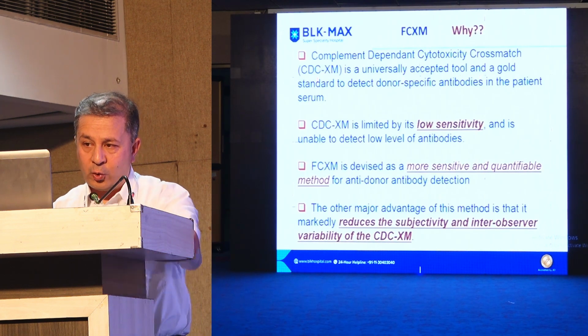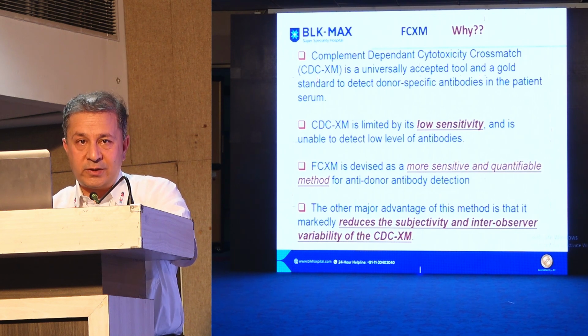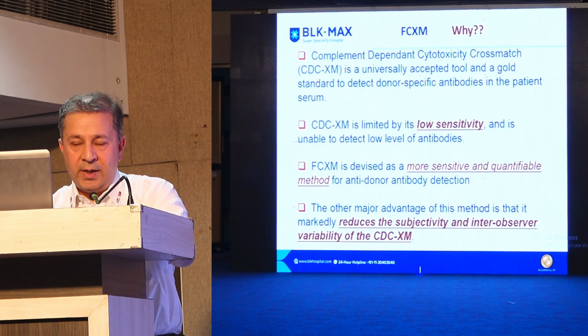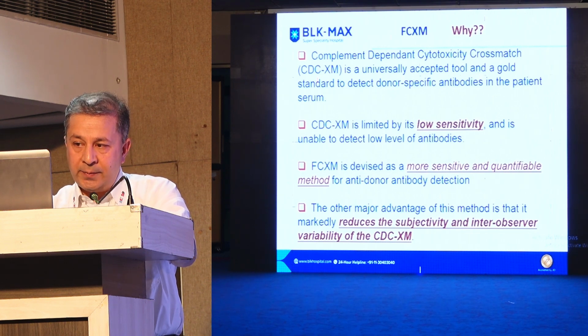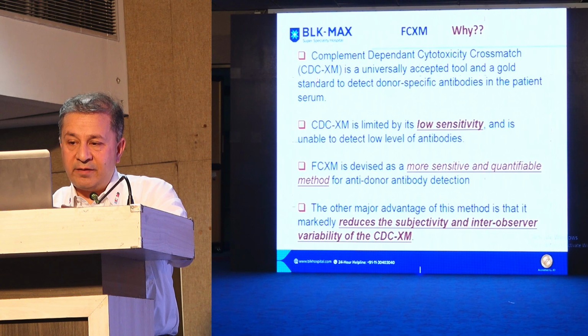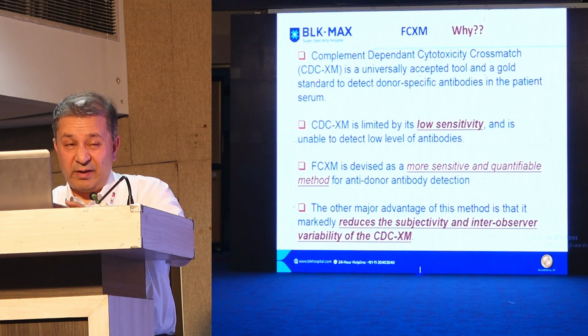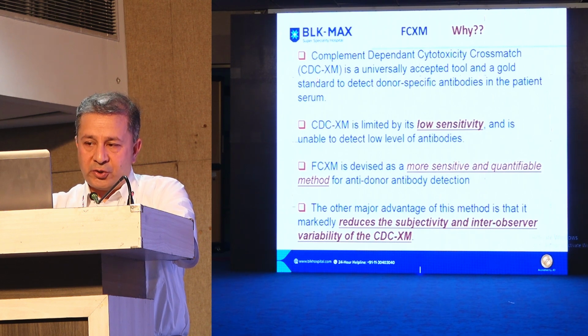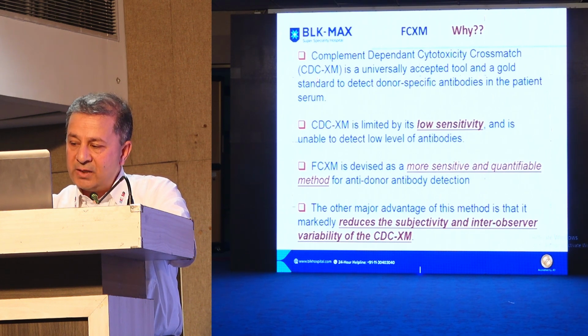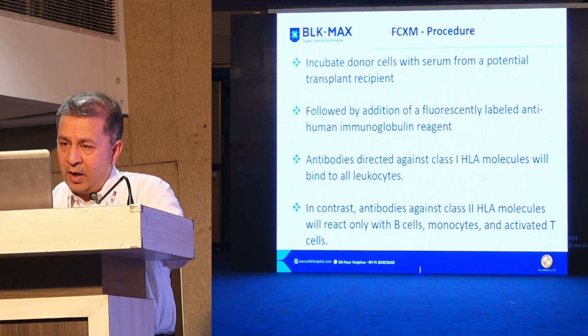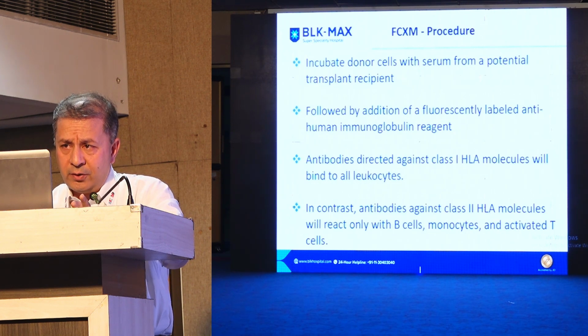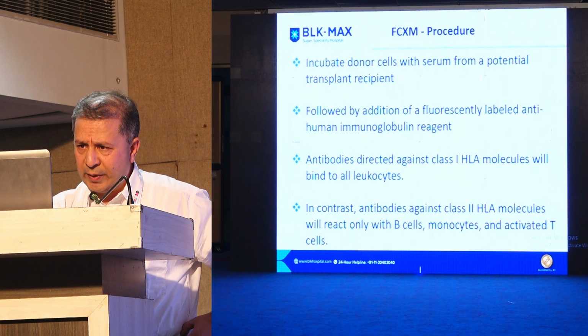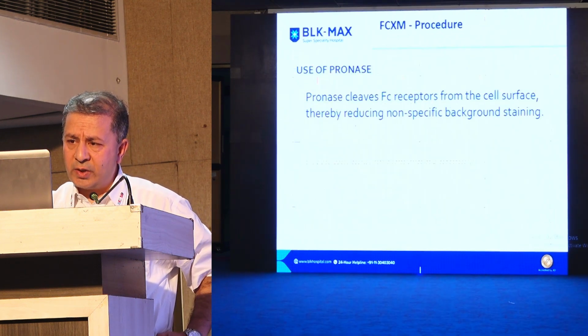So when we do flow today, the idea of doing flow is to counter the low sensitivity that you have with CDC cross-match, despite doing, say, an extended one or an AHG. And we already know that it's relatively more objective rather than subjective. So we have a median channel shift which we work on, or a ratio, and with that we're able to give you a much better and quicker response. I'll not get into details of the procedure per se, but I'll just show you quickly how the whole thing works.